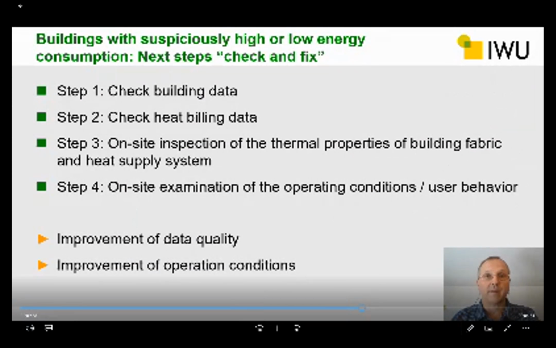The first steps are to check the building data and the heat billing data and maybe correct the data in the database. The next step is an on-site inspection of the thermal properties of the building fabric and the heat supply system. A further step is to examine the operating conditions and the user behavior. In the project, we have already done steps one and two and could correct some of the input data to improve the data quality. The next step will be to make these on-site inspections and try to find out why the actual energy consumption is higher than expected or lower than expected.